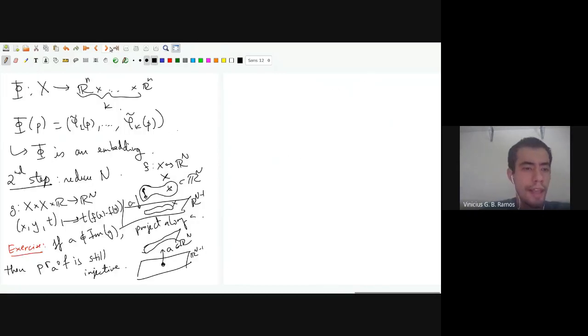Okay, and then you consider another function, because you want it to still be an immersion. So the function is just h of x, v is just the derivative of f of v.